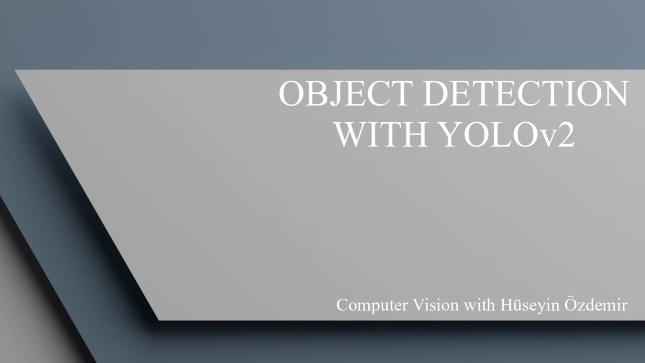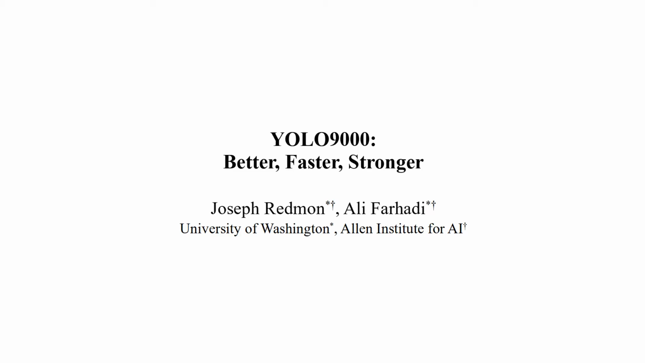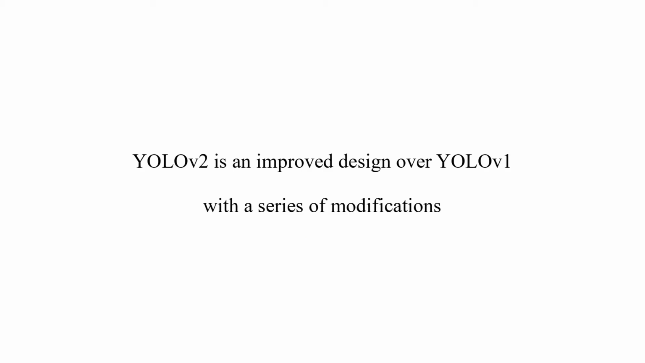Hi, in this video, I will talk about object detection with YOLO version 2. YOLO version 2 is described in the paper YOLO 9000, Better, Faster, Stronger. Authors are Joseph Redmon and Ali Farhadi. YOLO version 2 is an improved design over YOLO version 1 with a series of modifications.